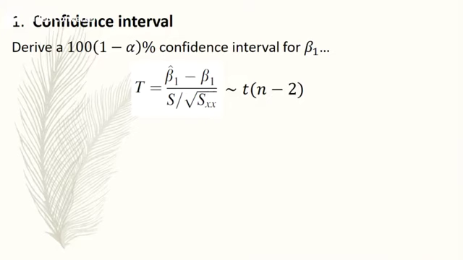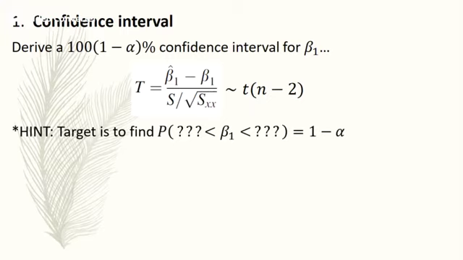Now we can look at the confidence interval. You could be asked to derive a 100(1 minus alpha)% confidence interval for beta 1. From our previous theorem, we know that this has a t distribution with n minus 2 degrees of freedom. So this is going to be your starting point in the derivation.